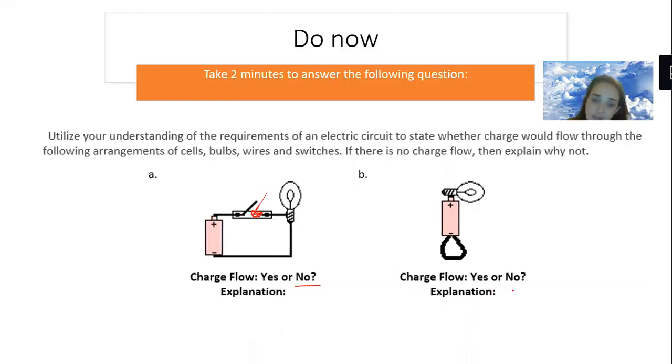Over here, the second one, charge is not going to flow either. That's because the wire is connected in a weird way, only to one side of the battery and not to the light bulb. Right? In today's lesson, we're going to continue exploring this concept more deeply.